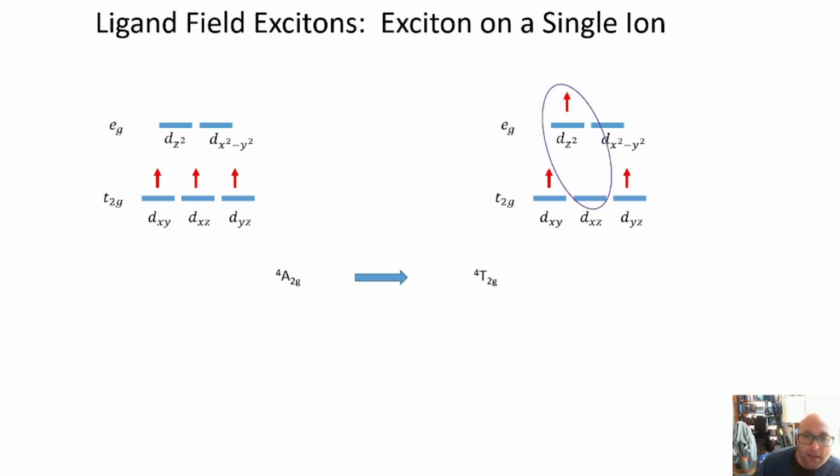And so the idea is that if you do make this quartet A to quartet T excitation, now on a single ion you have an electron in the EG, a hole left behind in the T2G, and that is what I would like to call the ligand field exciton.